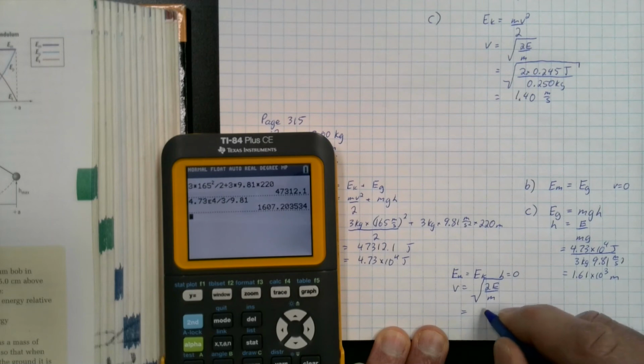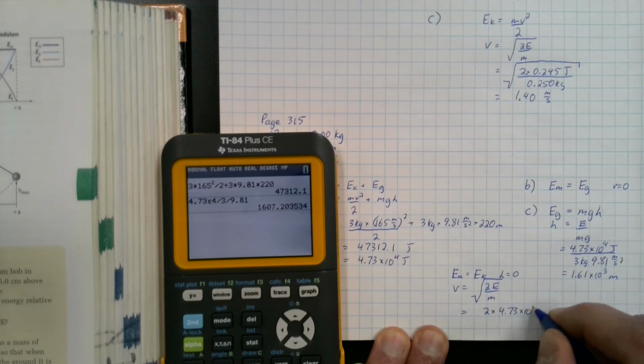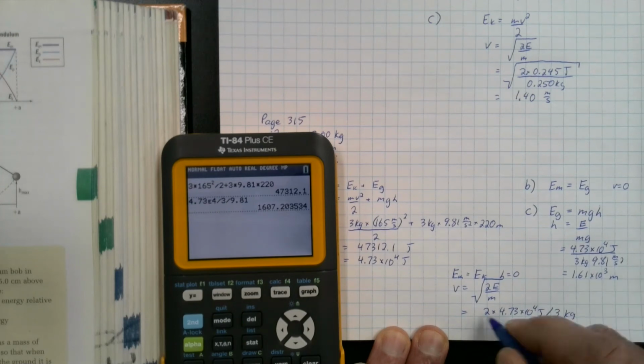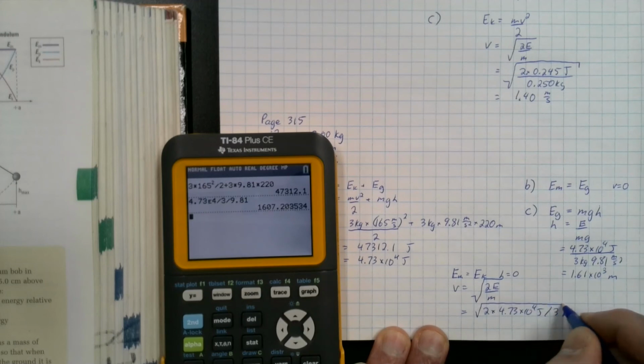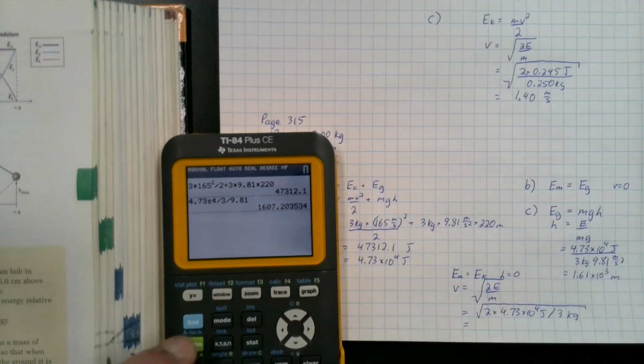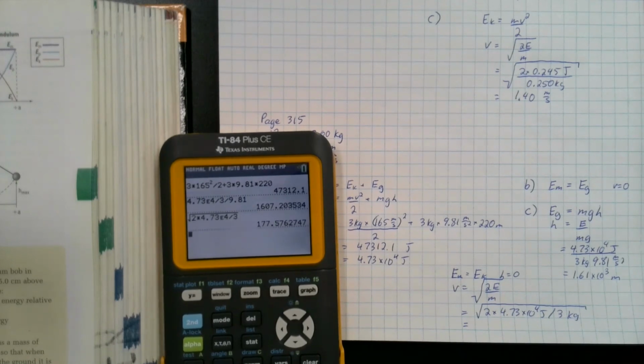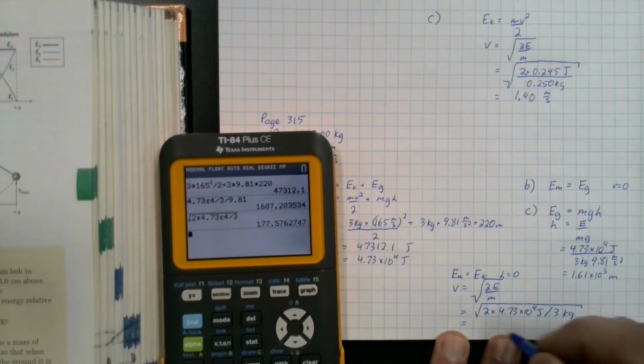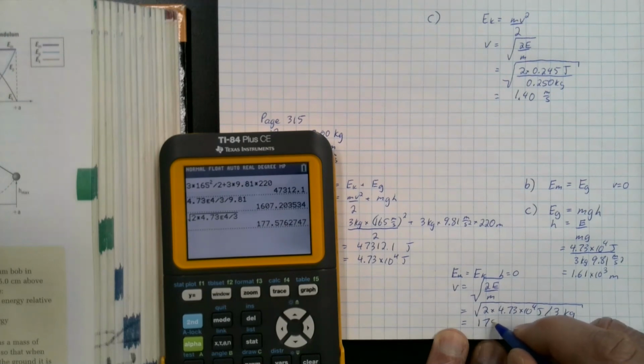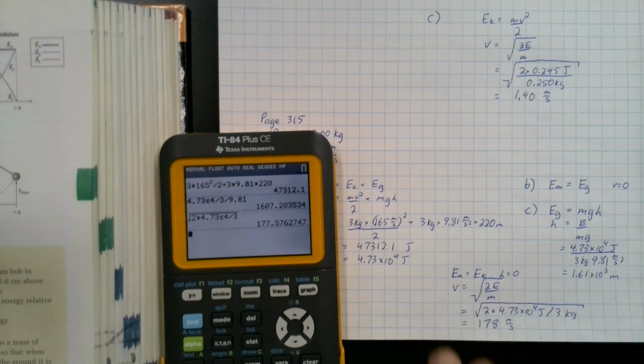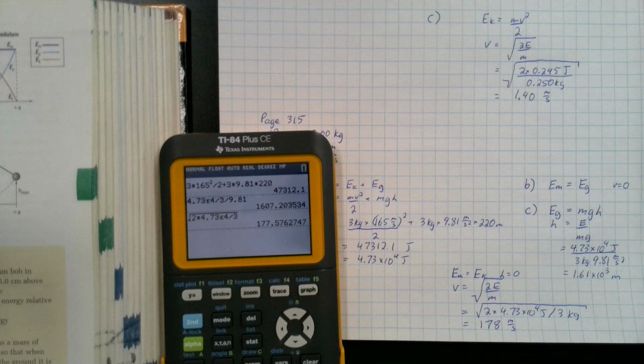So that's going to give us 2 times our energy, 4.73 times 10 to the power of 4 joules, divided by our mass. Sorry, I'm running out of paper here. Kilograms, and we want to square root the whole thing. So on the calculator, square root 2 times 4.73 times 10 to the power of 4 divided by 3 kilograms gives me 177. So that'll round up to 178 meters per second as the speed when it hits the ground.